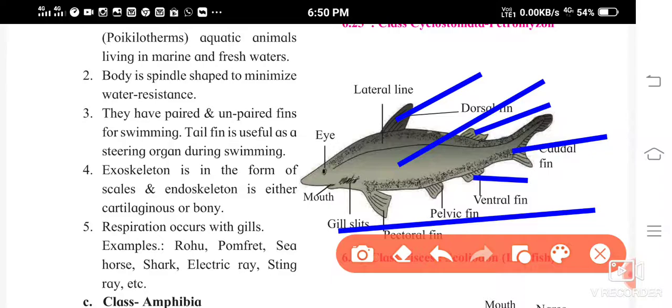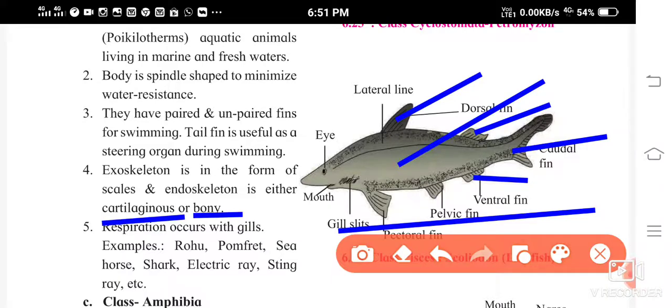You saw in the case of cyclostomata, the animals found in cyclostomata, there were no scales on the skin on the body. But here in the exoskeleton, you find scales. And the endoskeleton can be either cartilaginous or bony. In the case of cyclostomata, it was cartilaginous, isn't it? But here it might be bony also.